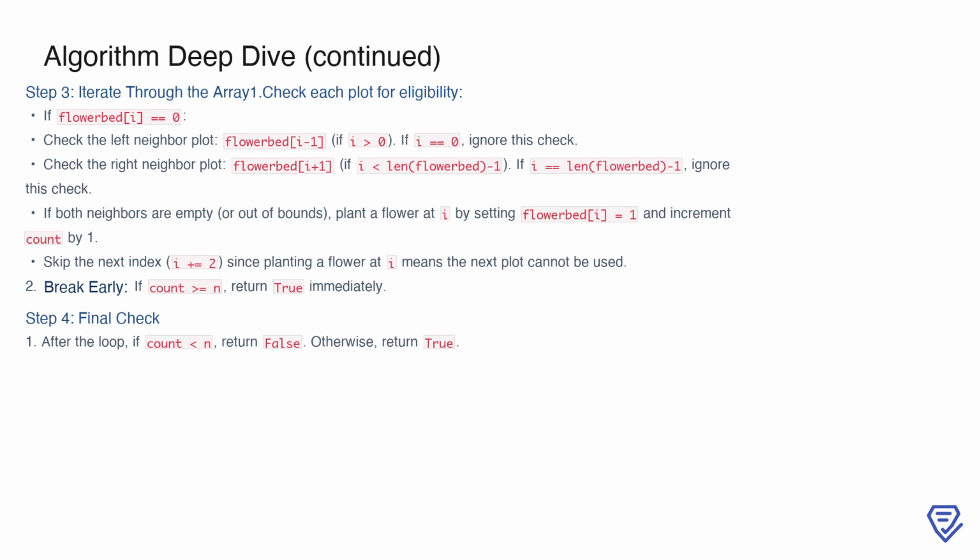Once a flower is planted, we skip the next index by incrementing i by 2, as planting a flower here automatically makes the next position ineligible. Additionally, if at any point the count reaches or exceeds n, we can return true immediately, avoiding unnecessary computation. Finally, after the loop ends, if we haven't planted enough flowers, we return false. This combination of neighbor checks, in-place updates, and early exits ensures both correctness and efficiency.